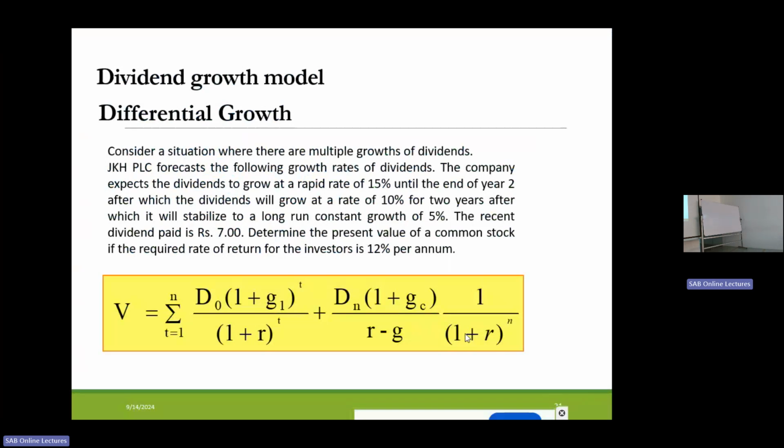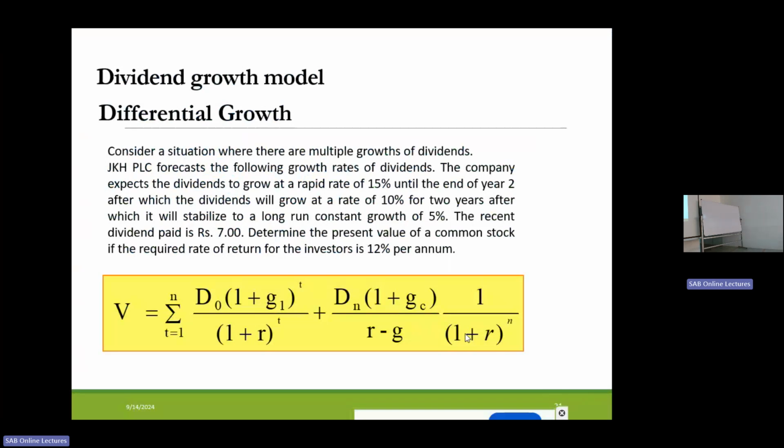Don't worry about this equation or the formula, just forget about that. With this example, you will learn how to calculate the value when there are multiple growths of dividends. Just read this example.